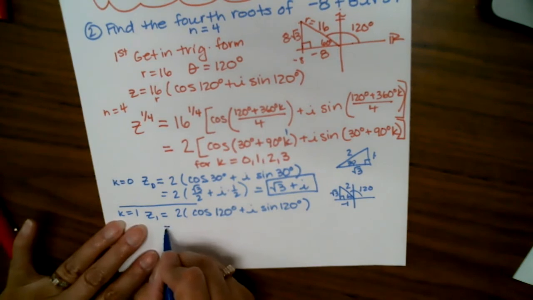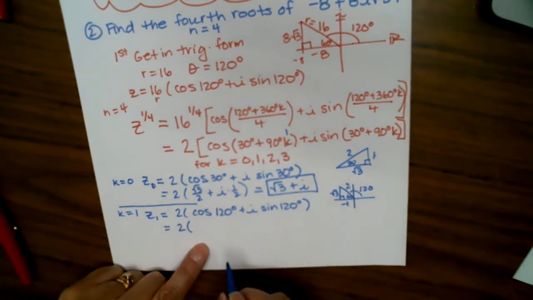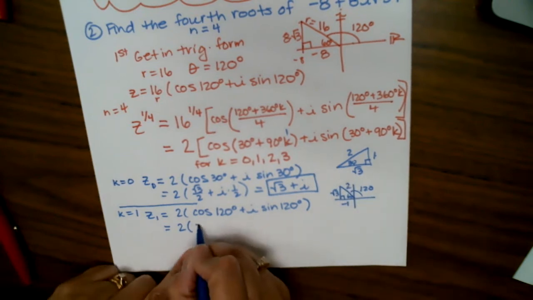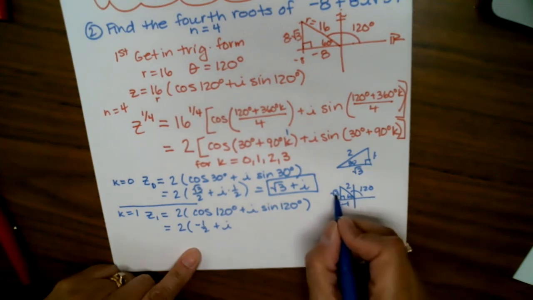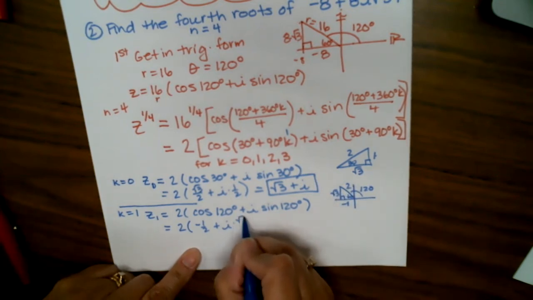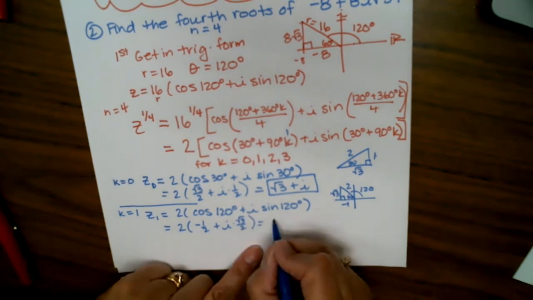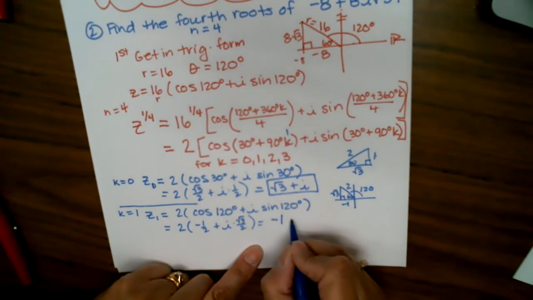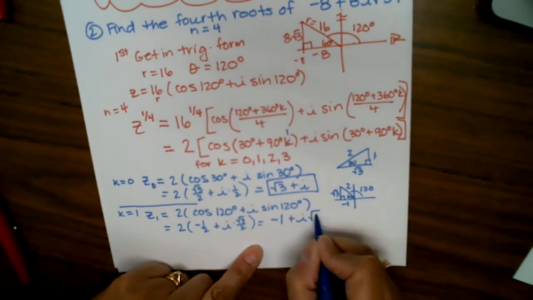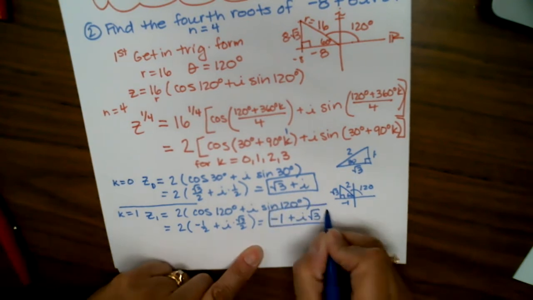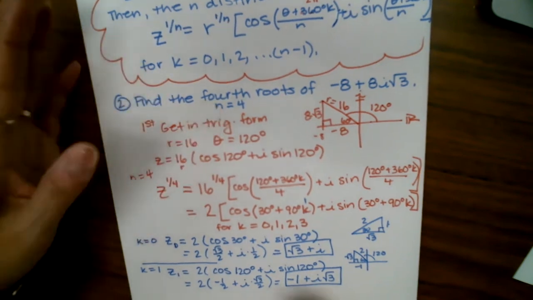Okay, so here we go. That's going to be 2 times the cosine of 120, which is negative 1/2, plus i times the sine of 120, square root of 3 over 2. Distribute your 2 to both of those, and it looks like we're going to get negative 1 plus square root of 3 i, or i square root of 3 is the way the book will write it. There's our second root. Remember, we should get 4 answers for the fourth root.